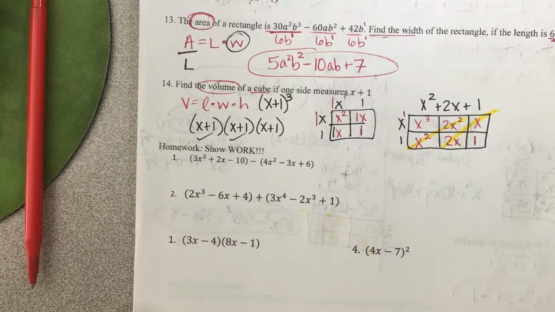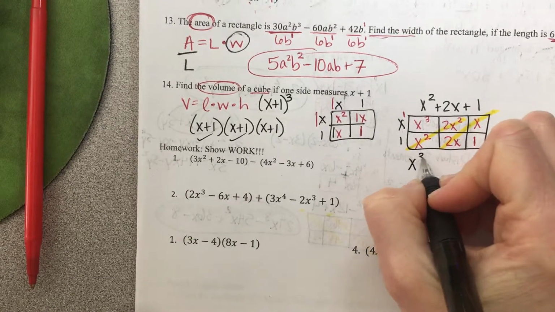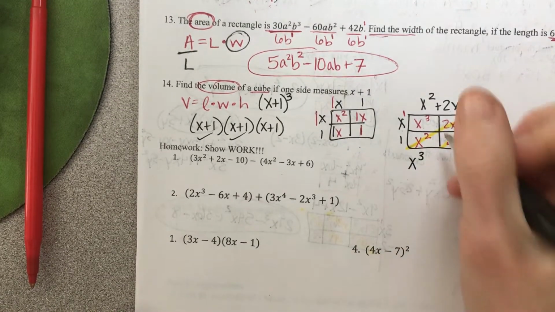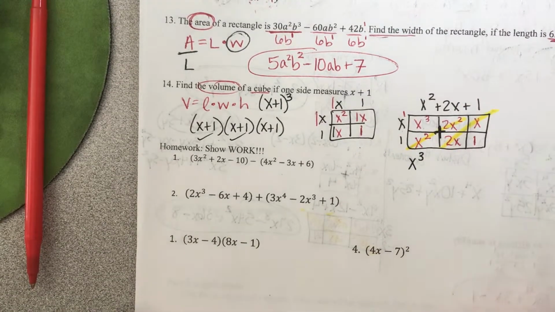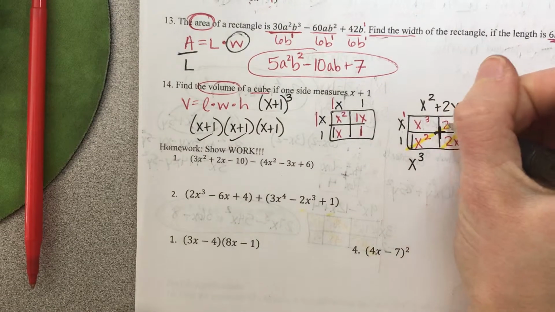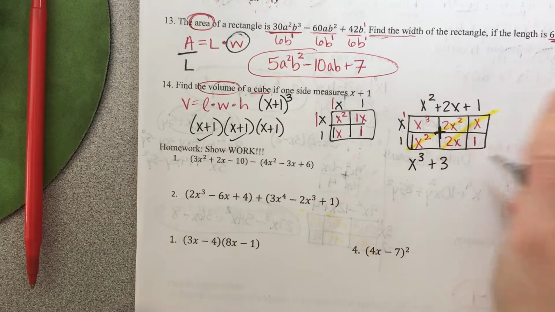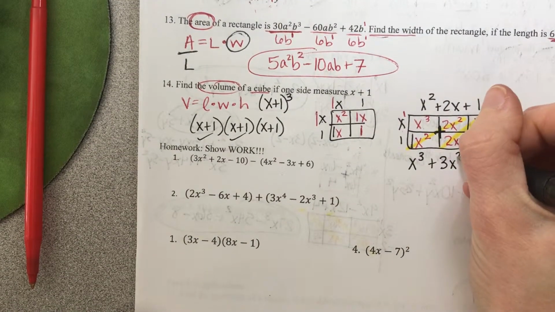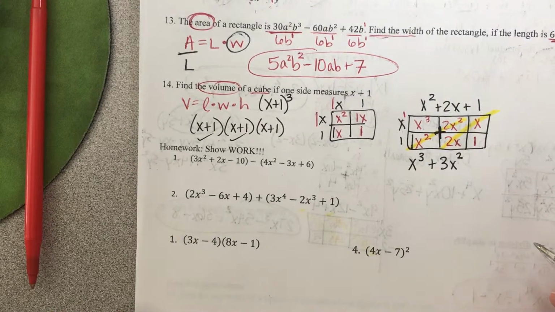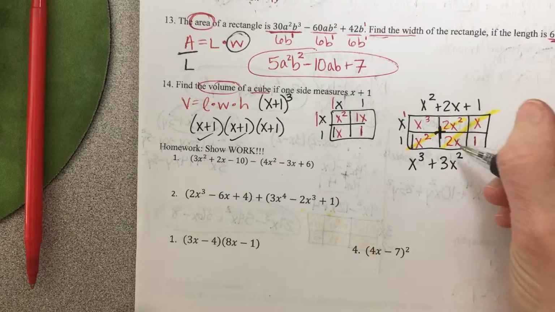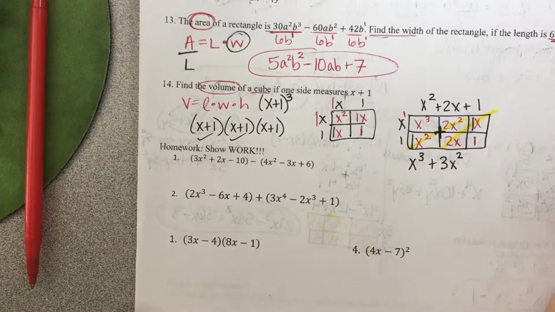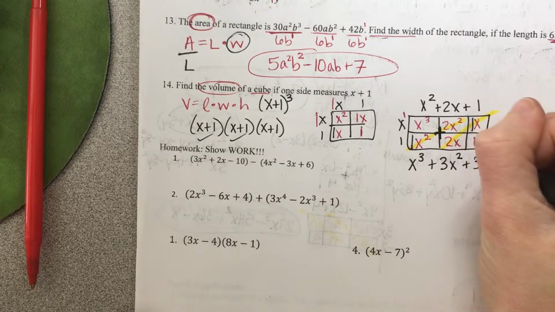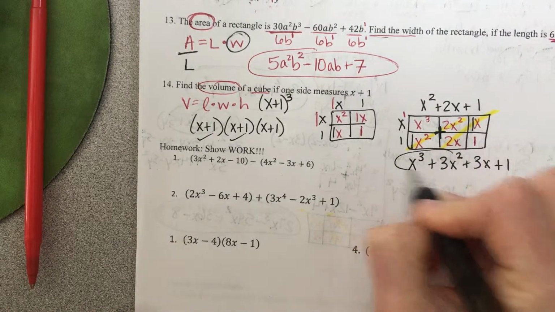All right. So my final answer. X to the 3rd. What do you have to do on the diagonals? Add them. Remember, think about that as a plus sign right there. So this is 1 plus 2, just 3x to the 2nd. What else do I have? 2x plus, which is 3x, and then last is 1. Okay.